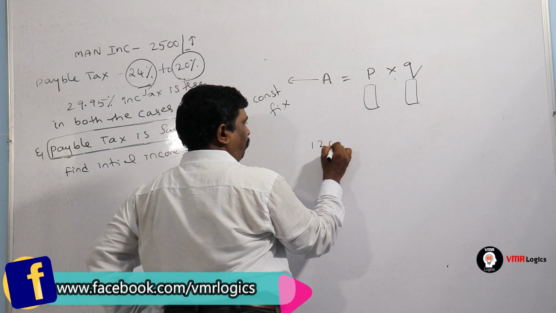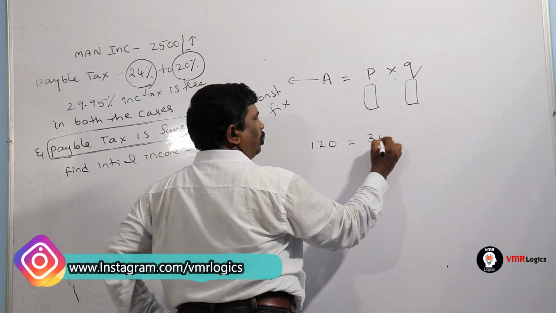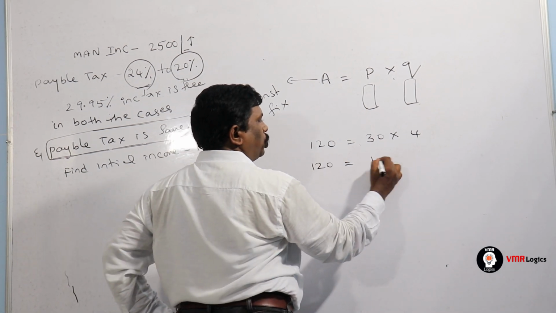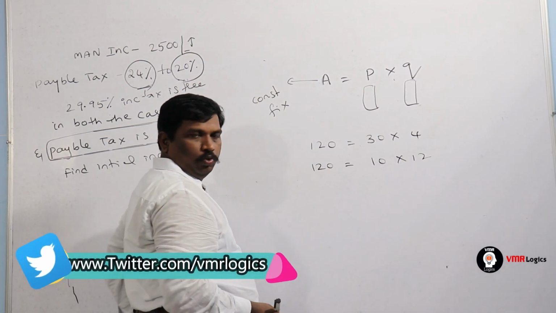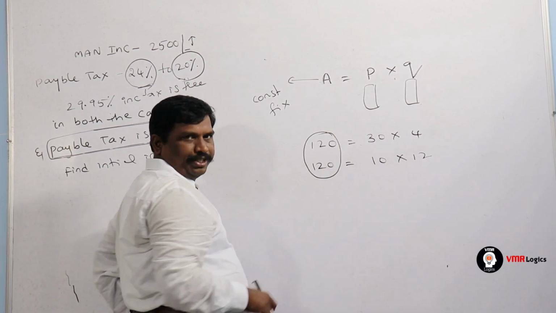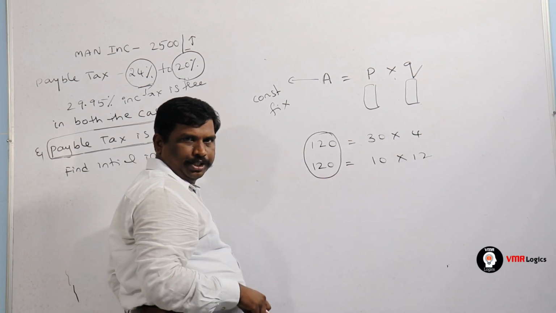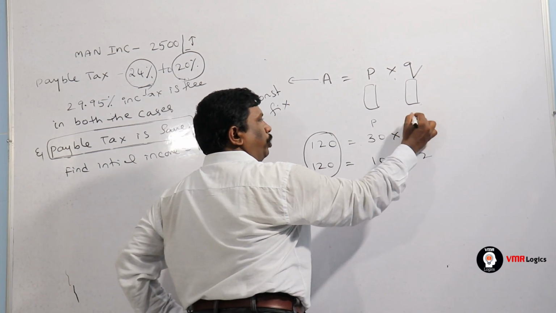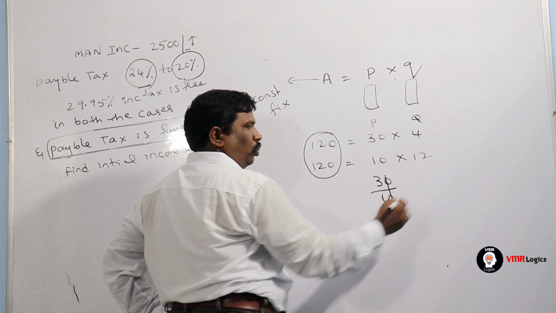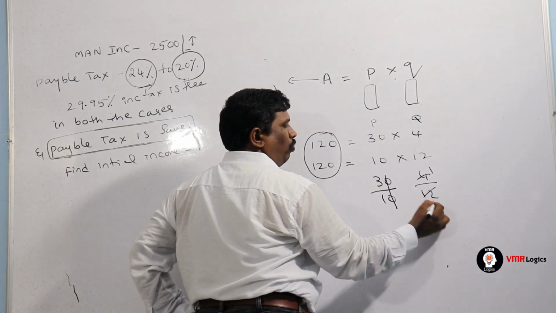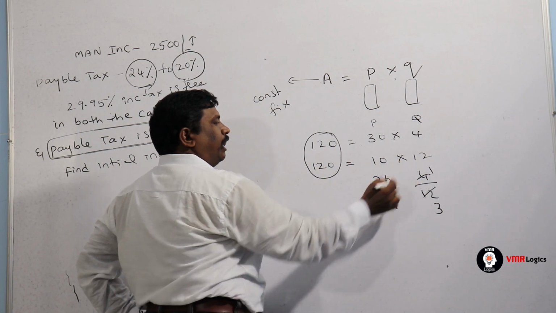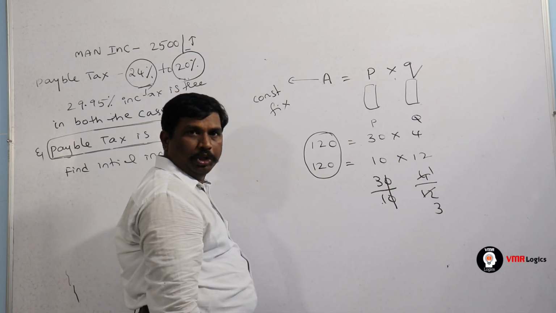Let's see 120 is a number. I am writing 120 as 30 into 4, or else 120 as 10 into 12. If you observe, 120 is constant in both the cases. Then this is the P ratio and this is the Q ratio. P ratio 30 by 10, 3 is to 1. Q ratio 4 by 12, 1 is to 3. So 3 by 1, 1 by 3. They are inversely proportional to each other.